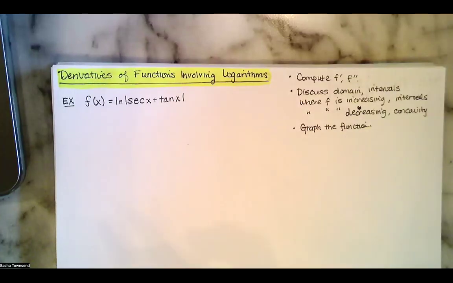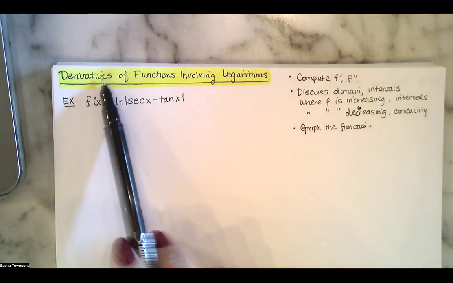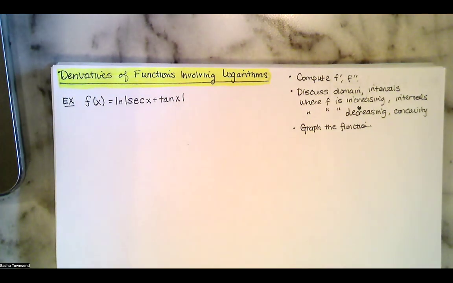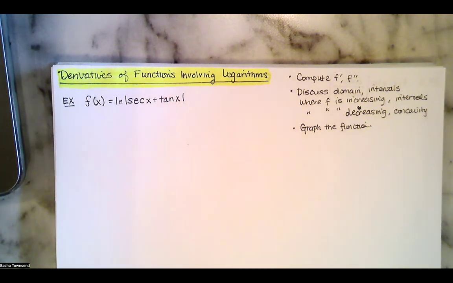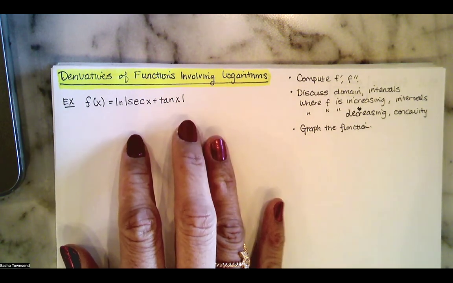In this video, we continue our discussion of derivatives of functions involving logarithms. I just thought this is a really interesting function. This is the function that we derived as an antiderivative of secant of x. So we know that when we take the derivative, we should get secant of x back.